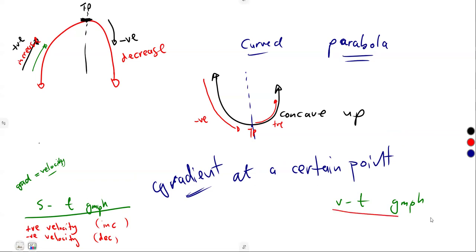The same thing on our velocity time graph. If we are to consider the velocity time graph, remember, the gradient is representing what? Acceleration. So whenever we have positive acceleration, that's an increase. All right. We can have a negative acceleration, negative gradient, which is a decrease. So you mention that in terms of being an increase or a decrease.